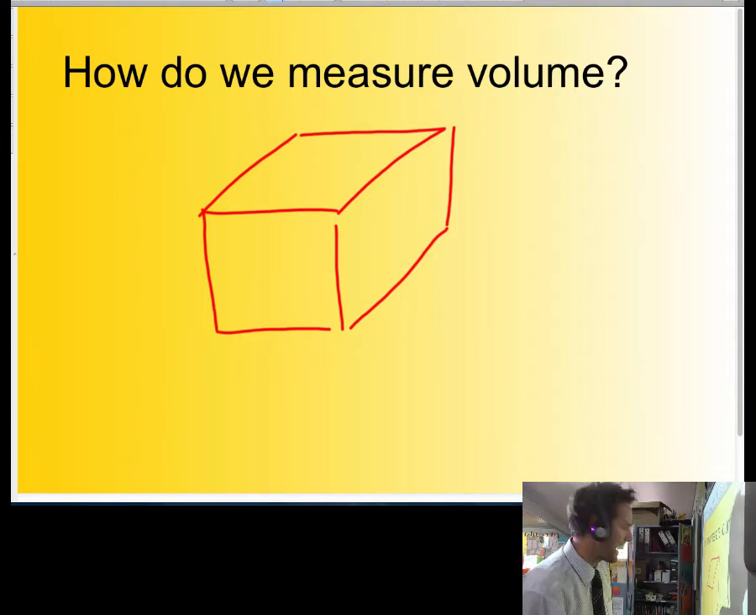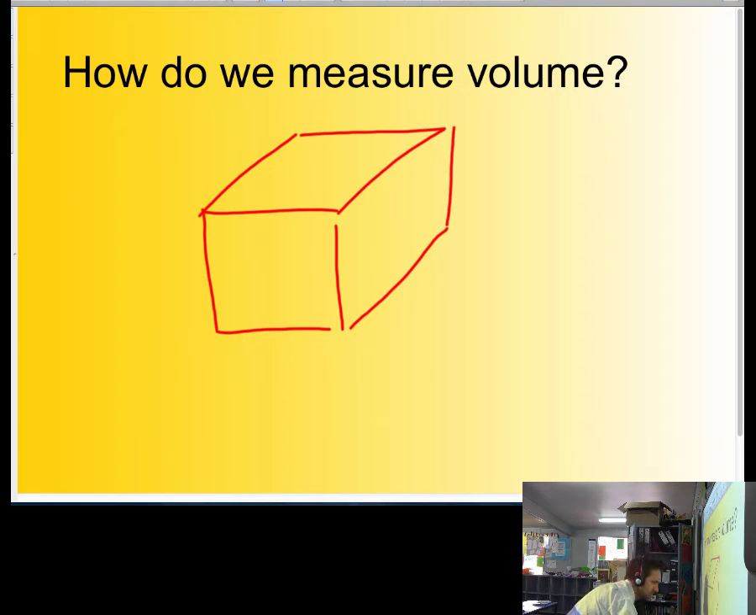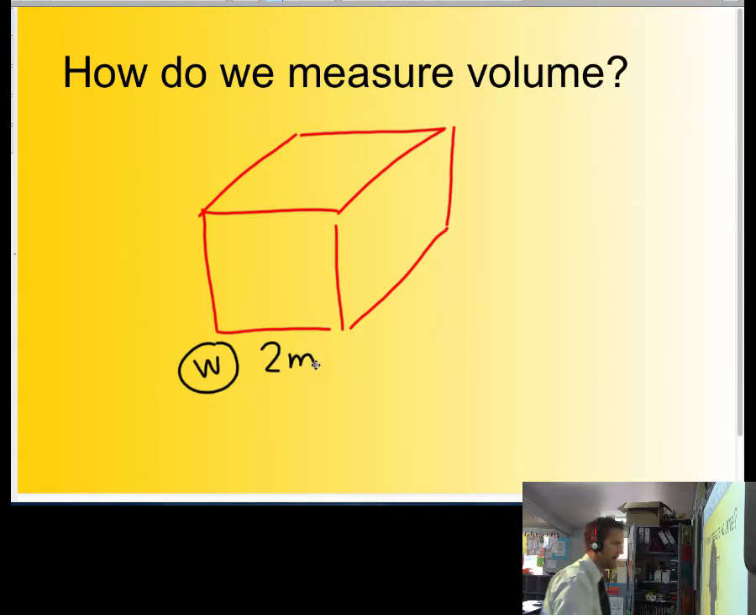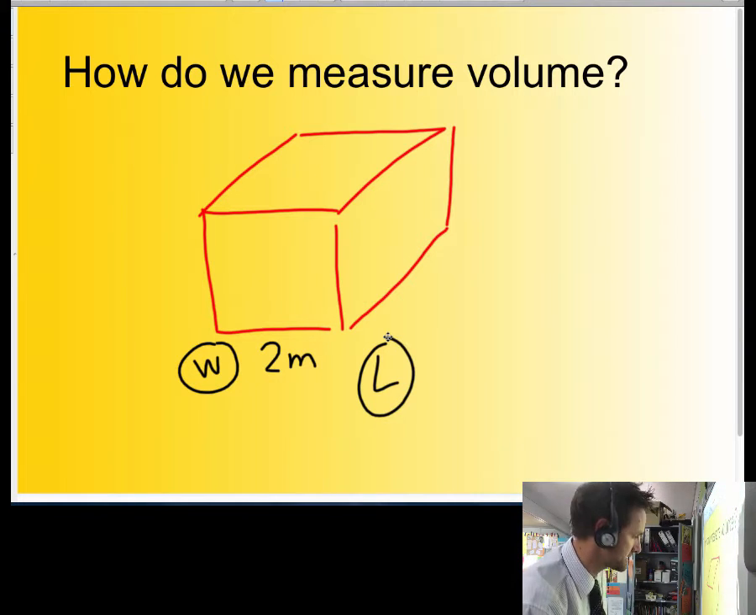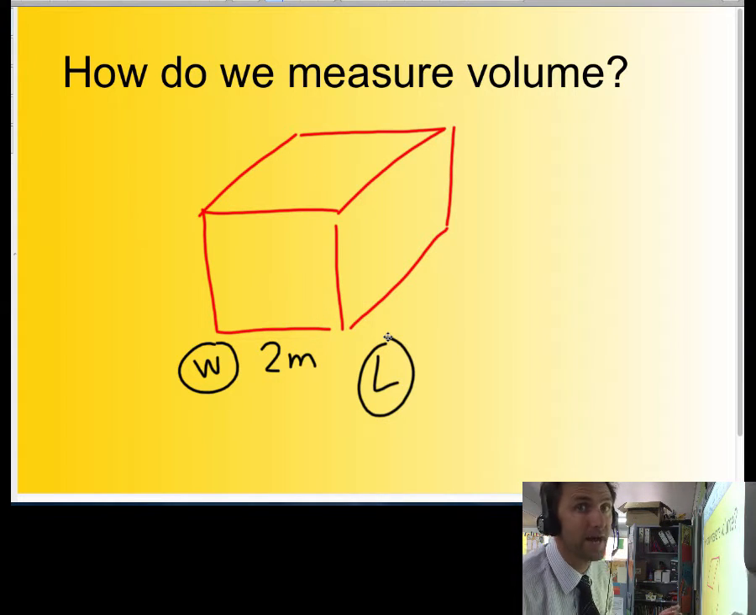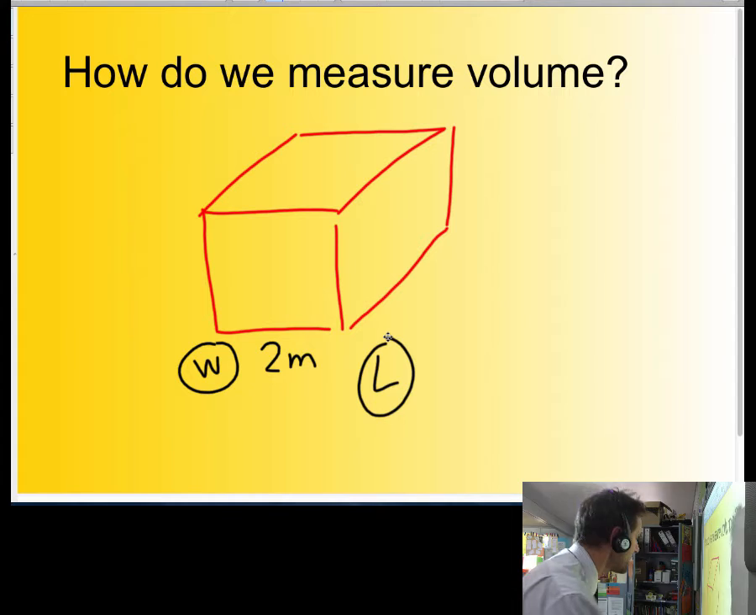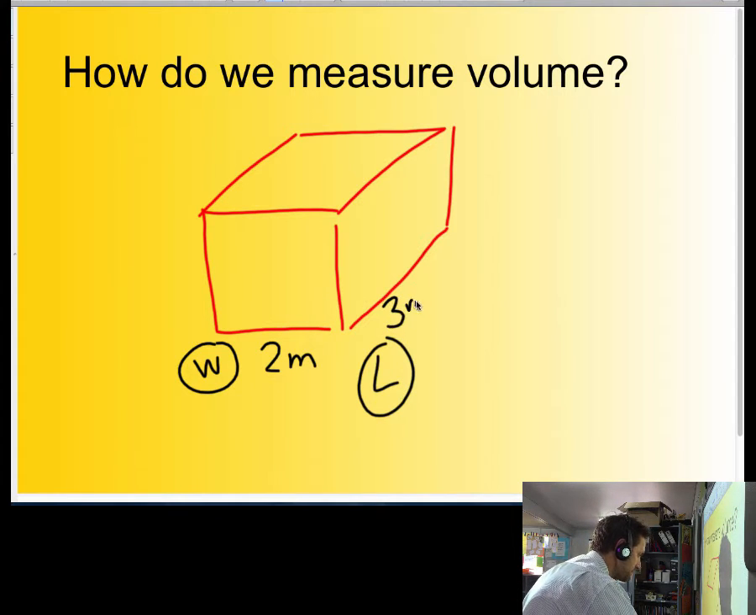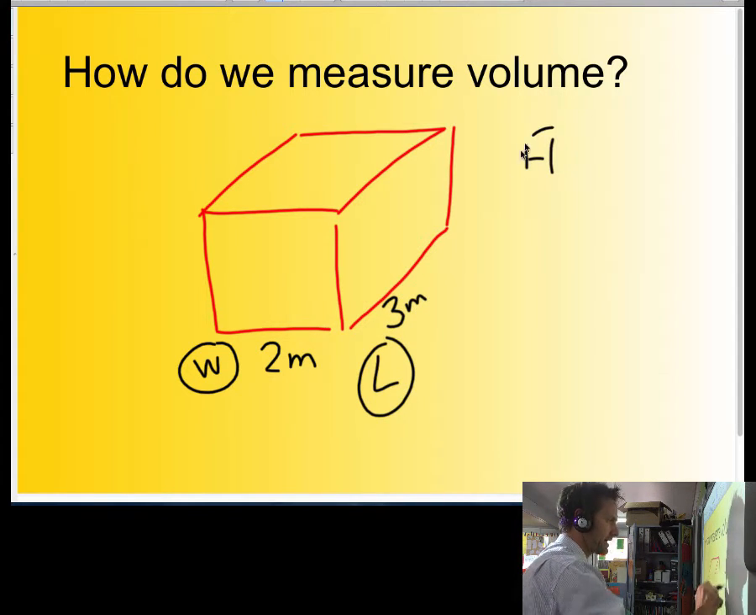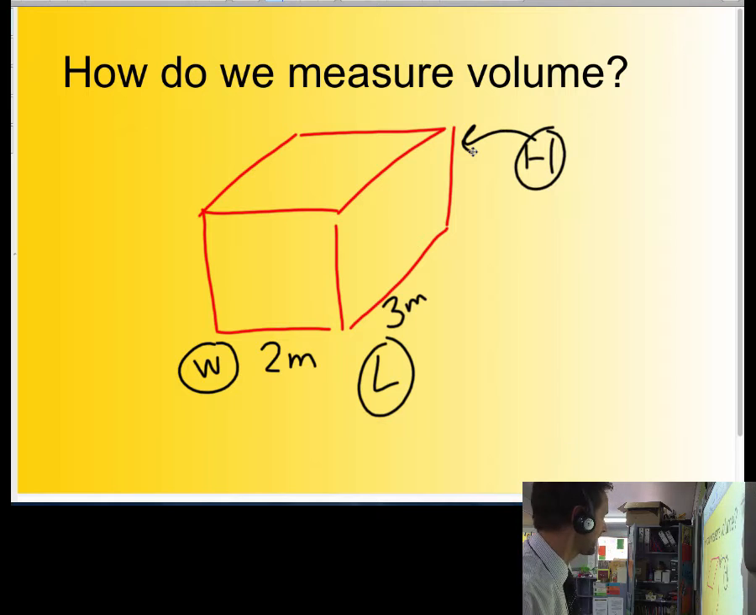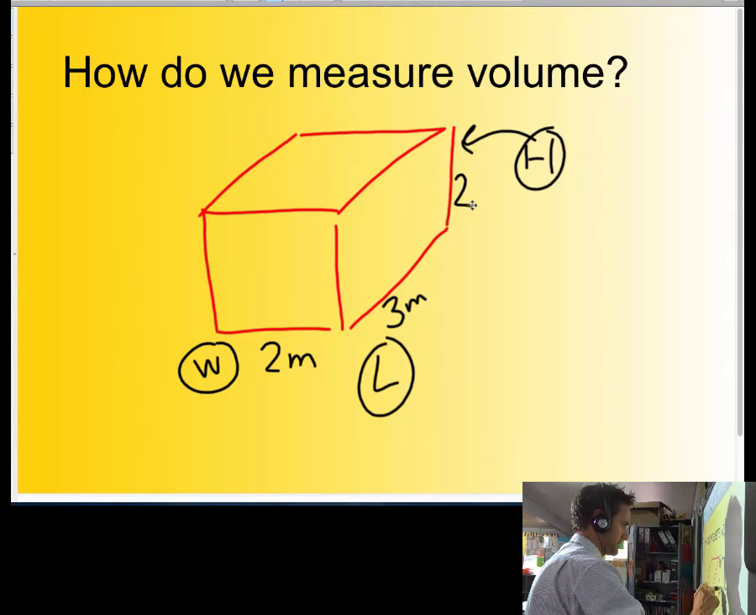Let's say the width we'll call 2 meters. The length, this up and down dimension, the longest part of any object, is called the length, and we'll call that 3 meters. And the height over here, let's say that is about 2 meters as well.